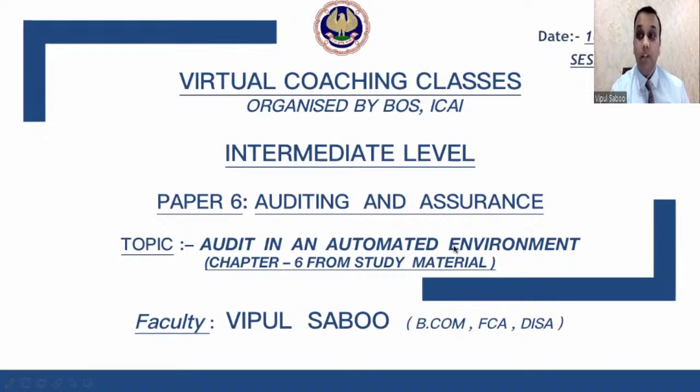The fourth chapter is very important, related to risks, internal control. With fifth chapter onwards, we move towards specific issues. The fifth chapter was fraud, sixth chapter is automated environment, seventh will be sampling, eighth will be analytical procedures. So these small chapters, where you need some conceptual understanding to apply those specific topics in your broad-based auditing. So we'll move with today's chapter, audit in an automated environment.